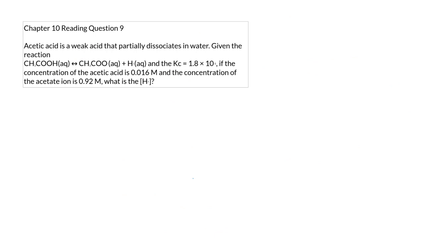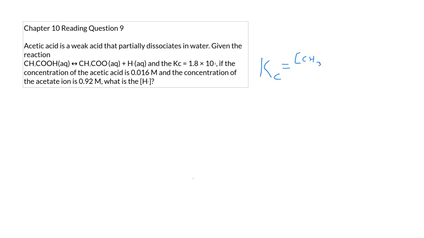I think this one's one of the harder ones for this class. Acetic acid is an acid that partially dissociates in water. Given the equilibrium concentration, what is the concentration of the acetic acid? And given that the concentration of acetic acid is 0.16 and the acetate ion is 0.92 molar, what is the concentration of the hydrogen ion? Well, remember, your equilibrium constant is products over reactants.